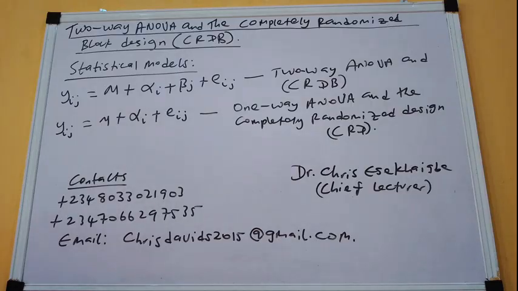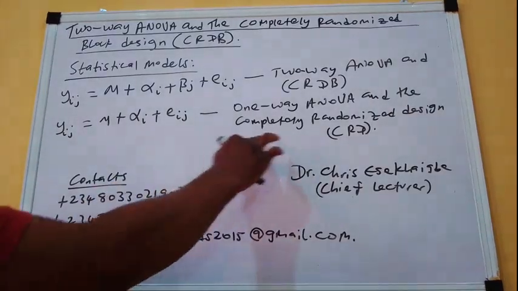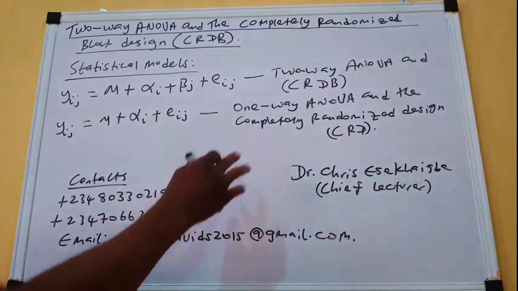In statistics, there is what we call design and analysis of experiments. Some experiments are designed and we use the one-way Anova to solve such experiments. Such experiments have just one factor, a single factor, known as the treatment. And such a design is called the completely randomized design.